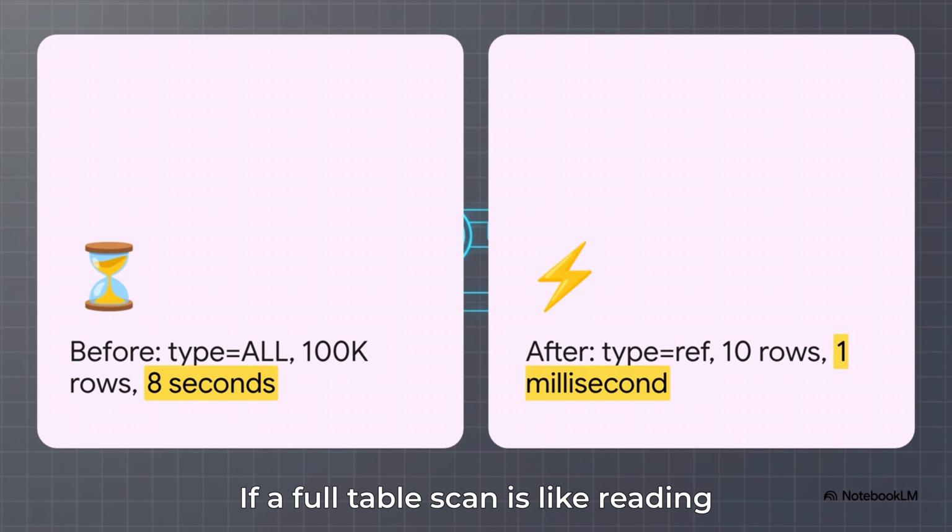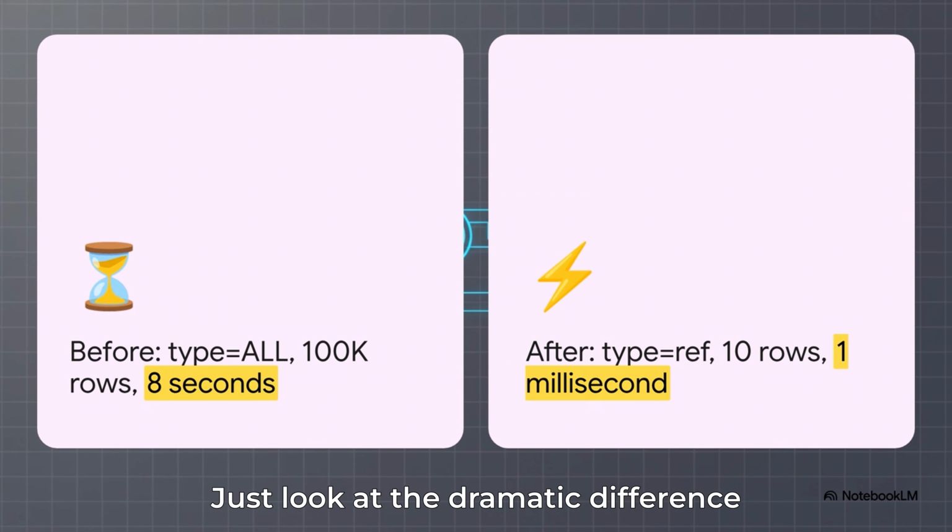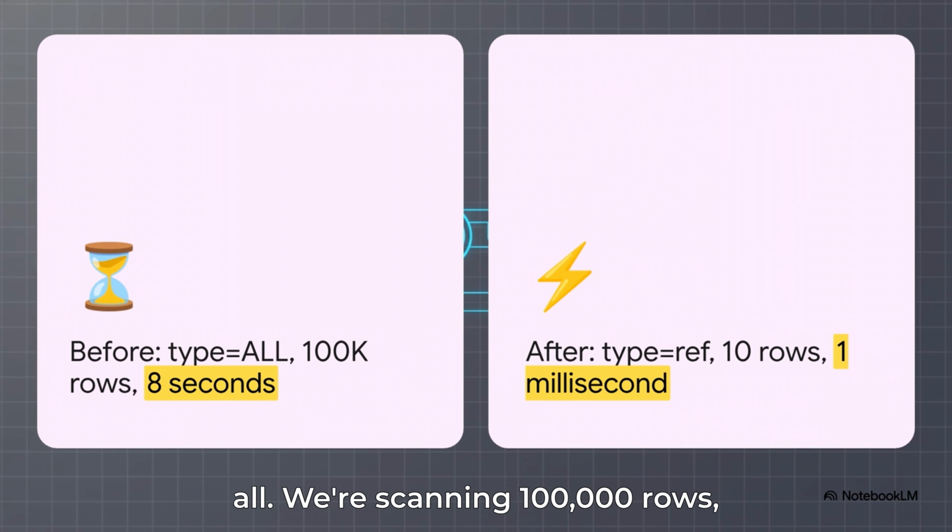If a full table scan is like reading a massive textbook page by page just to find one specific paragraph, an index is the book's table of contents. Just look at the dramatic difference an index makes here. Before the index, our access type is all. We're scanning 100,000 rows, and users are stuck waiting 8 agonizing seconds.